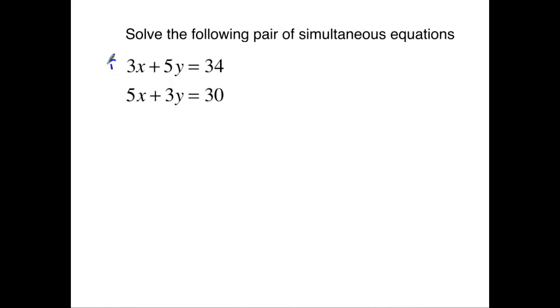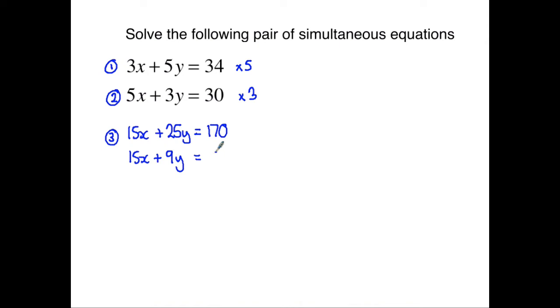So if we're going to do that, and we were going to turn the x term into 15x in both equations, we do that by multiplying the first one by 5 and the second one by 3. And that would then give us 15x plus 25y equals 170. If I multiply the second line by 3, I'll get 15x plus 9y equals 90. And that's number 4.